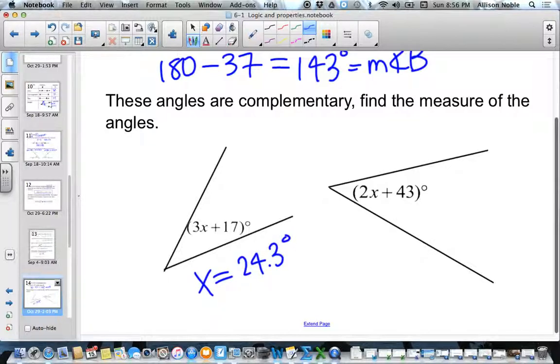And in this case, x would be equal to approximately 23.5 degrees. If you're talking about degrees, make sure you put a degree symbol.